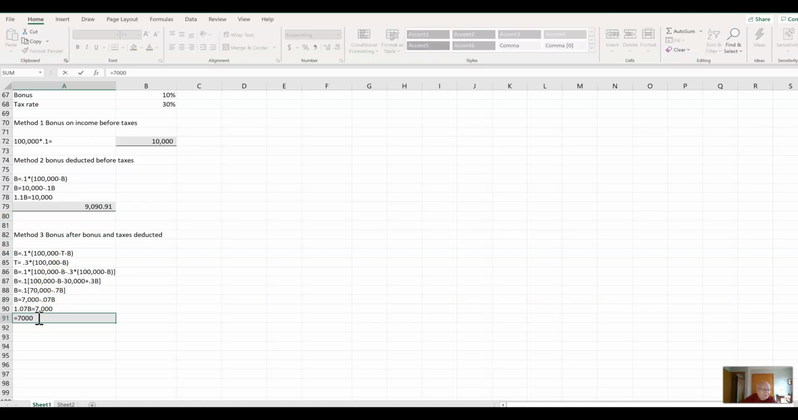And you'd get 7,000 divided by 1.07, and so your bonus is $6,542.06, and that would be the amount that you have the bonus for, but then you deduct your taxes for it. And this is considered a 10% bonus. It's a 10% bonus after taxes and bonus is deducted. It's 10% of net income is how they'd word it.